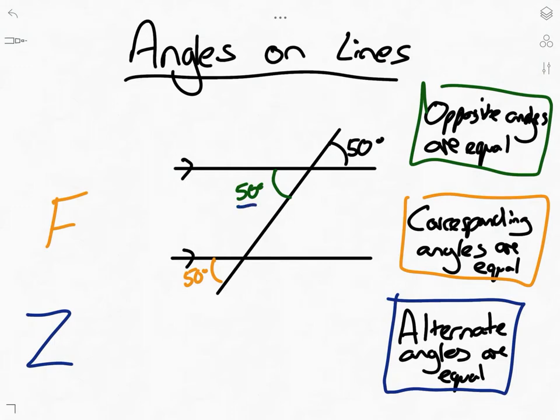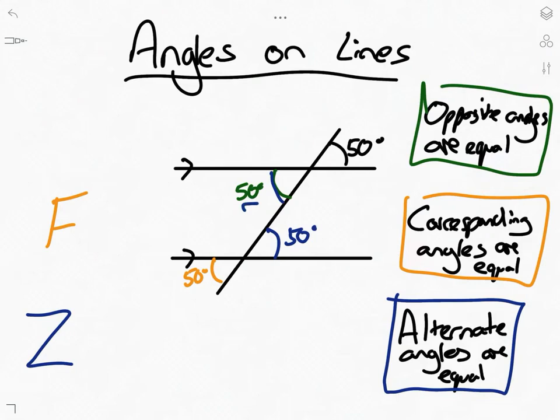So what's alternate to this 50 here? Well, it's here. What's going to make a Z shape? So it's this one here. So these two are alternate. Get rid of the Z shape now. So these two are alternate. Okay.